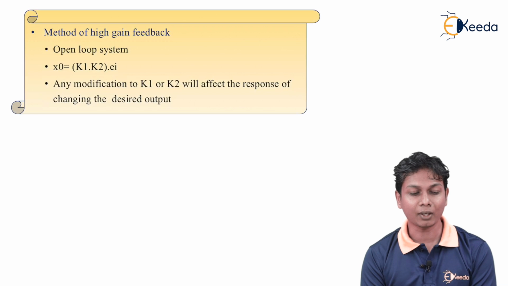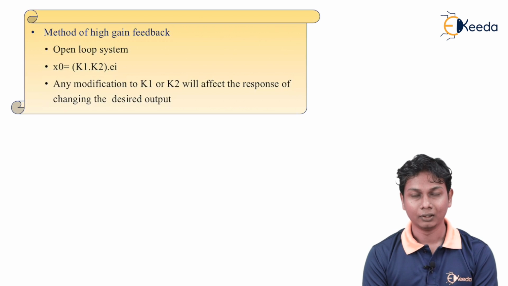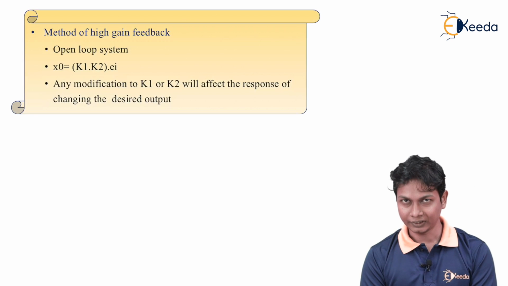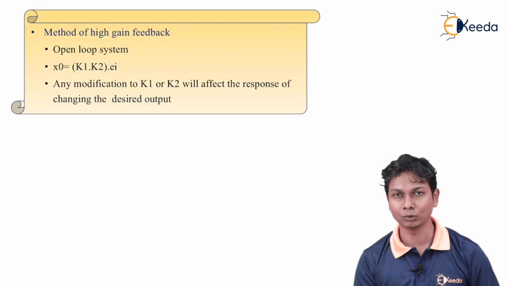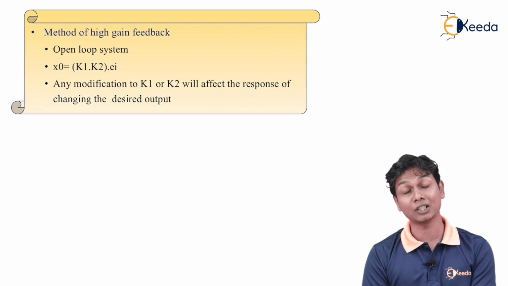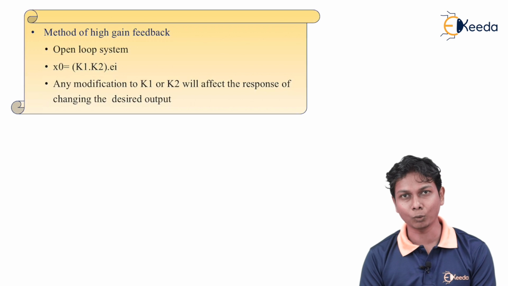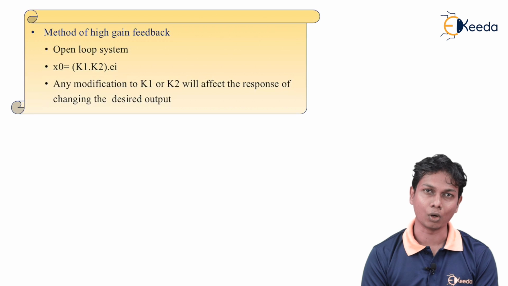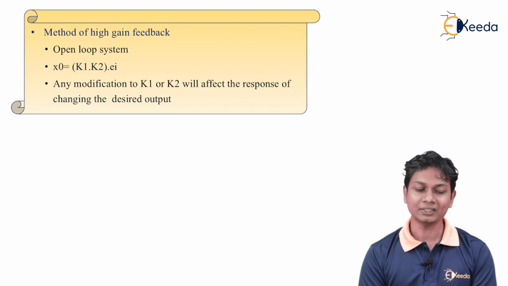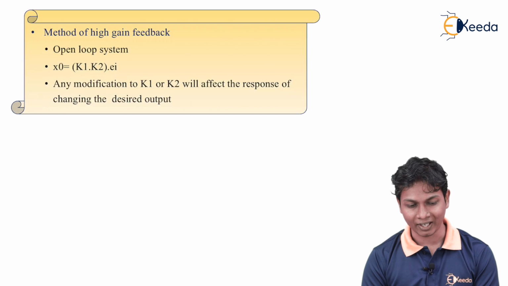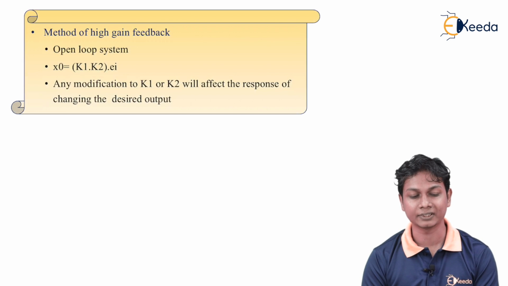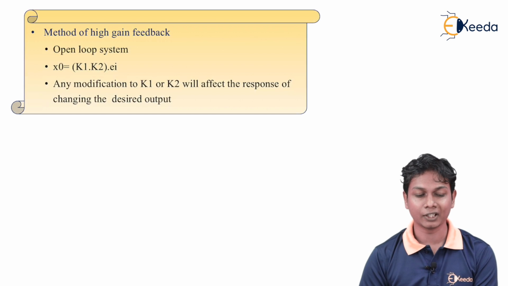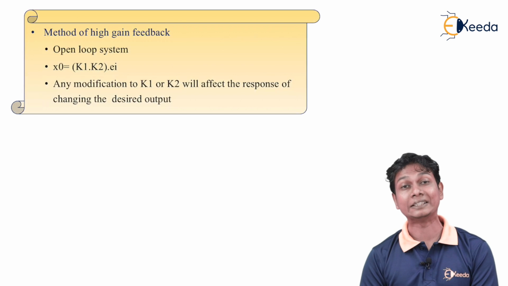See here, the method of high gain feedback is calculated with the open loop system. The open loop system has only input and output, but the feedback system is absent here, which would come from the output and again be connected to the input. So that's why this system is called an open loop system. Consider x0 is the output where k1 and k2 are the inputs. So any modification in k1 and k2 is responsible for the change in the desired output.